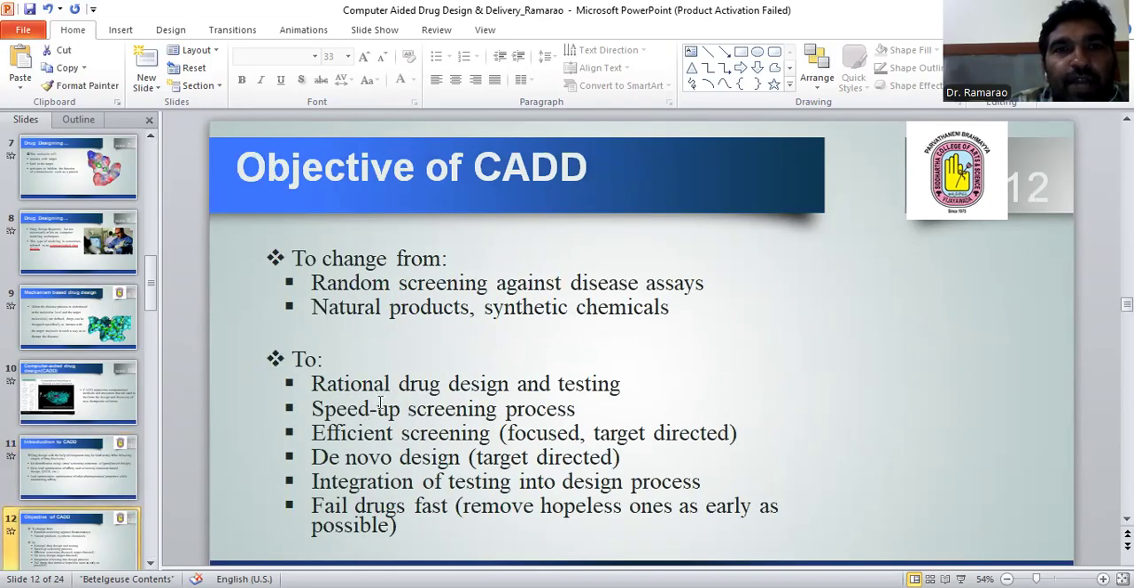The main objective of CAD is to change from random screening against disease assays, natural products and synthetic chemicals, to rational drug design and testing: speeding up the screening processes, efficient screening, de novo design, target-directed design, integration of testing into design processes, failing drugs fast, and removing hopeless ones as early as possible.